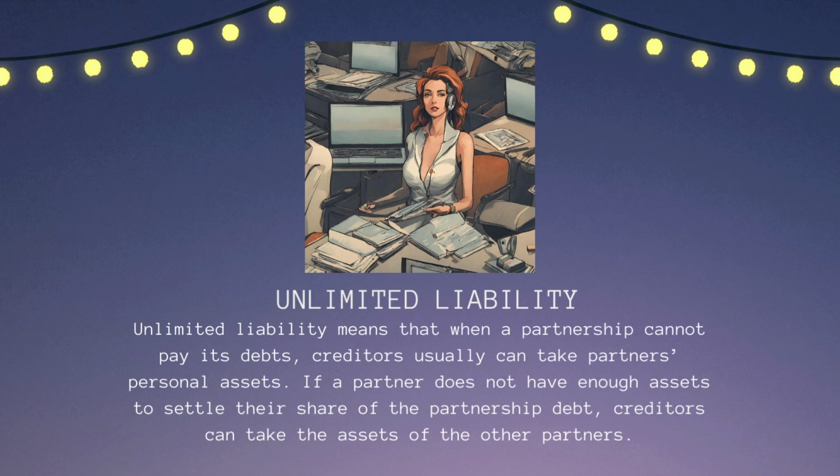Unlimited liability. Unlimited liability means that when a partnership cannot pay its debts, creditors usually can take partners' personal assets. If a partner does not have enough assets to settle their share of the partnership debt, creditors can take the assets of the other partners.